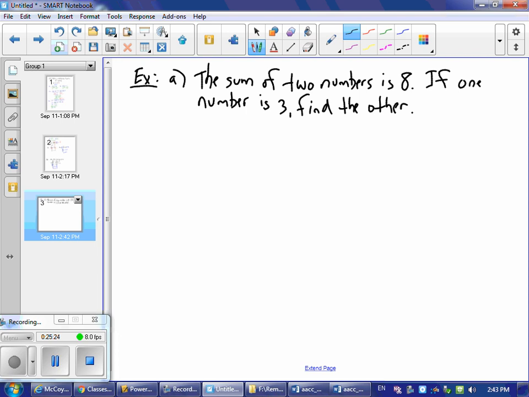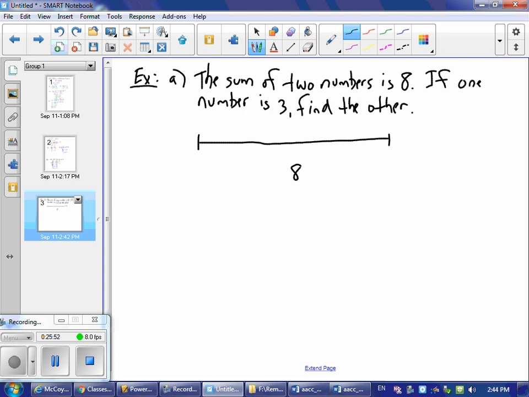So if you're looking at this, this is probably relatively intuitive. If I tell you to add, meaning sum, or the sum meaning add, two numbers to get 8, and I tell you one of them is 3, you can probably figure the other one out. If we write this as an actual algebraic expression, the idea is this. I know that I've got two numbers. Think of it in terms of distances. Whatever that whole thing is, they have to add up to 8.